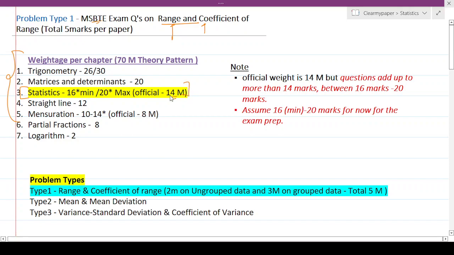although the official marks is 14, the actual questions in terms of weightage, if you take any paper, come anywhere between 16 to 20. It's safer to assume that you'll at least get 16 marks worth of questions in the paper, and that's how you need to prepare.